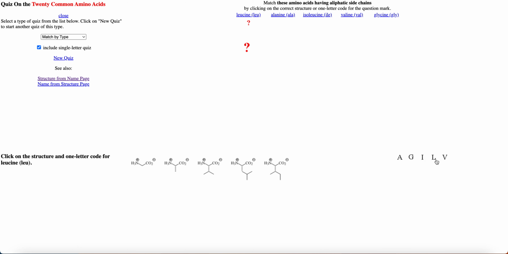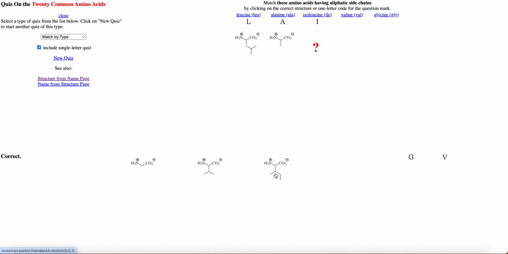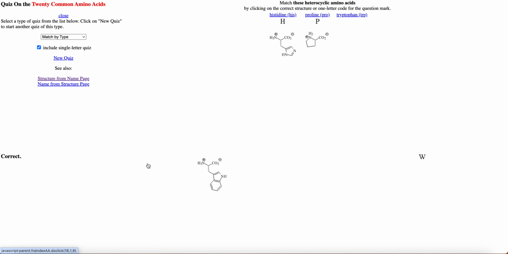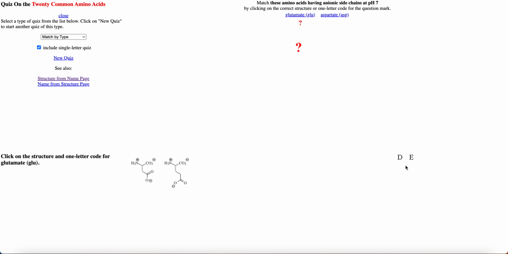Okay, let's play this. Leucine is L, and I'm also confusing it with this structure. Alanine A and this. Isoleucine, this and this structure. Valine, it's V in this structure. Glycine, this in this structure. Histidine, H and this structure. Proline, it's this and this structure. Tryptophan, W and this structure. Glutamate, it's E and the longer. Aspartate, D and the shorter.